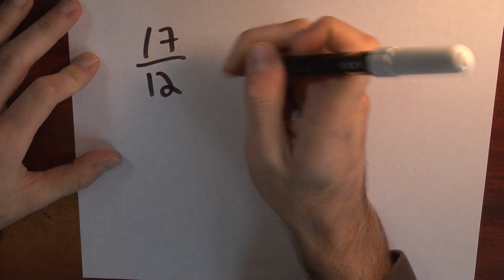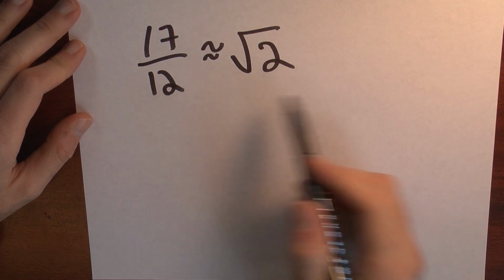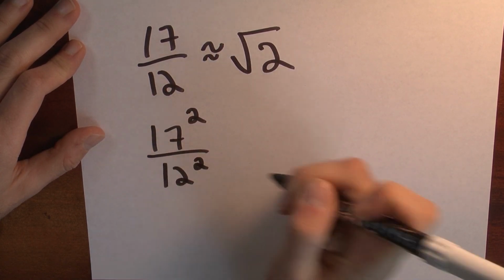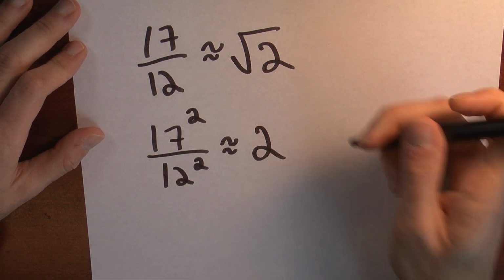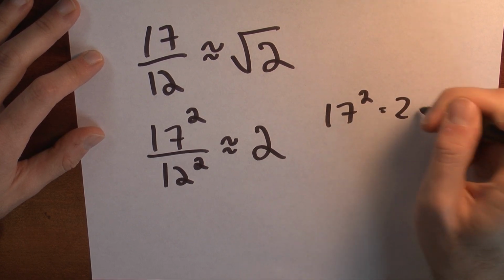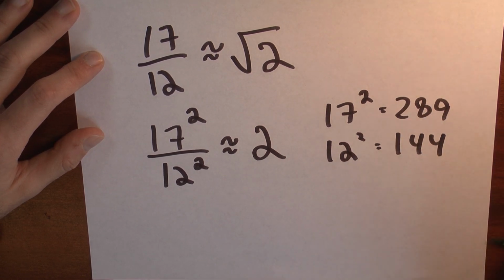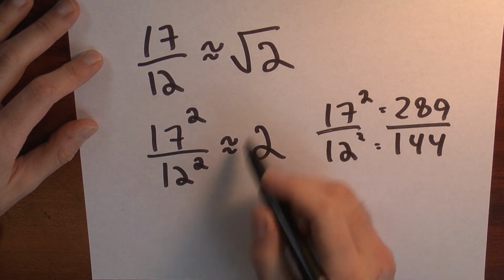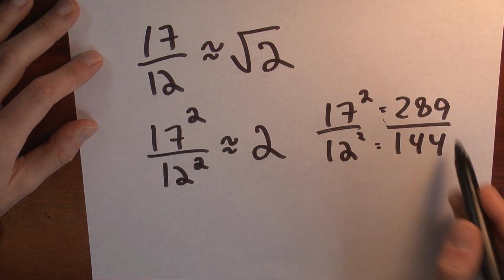So I want to try to convince you that 17/12 is approximately the square root of 2. Well, if I square both sides, what do I get? I'm getting that 17 squared divided by 12 squared should be approximately 2. And what's 17 squared? Well, 17 squared is 289, and 12 squared is 144. And is 289 over 144 close to 2? Yeah, because the numerator is just about twice the denominator.